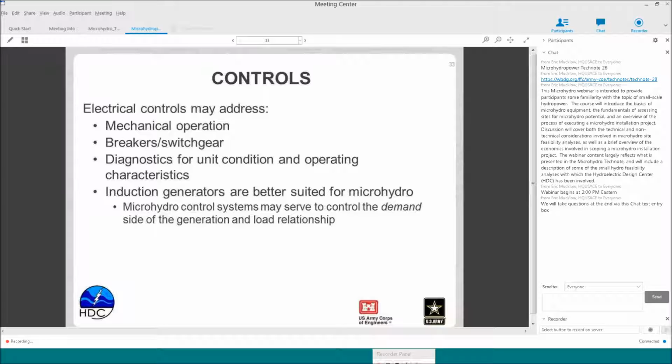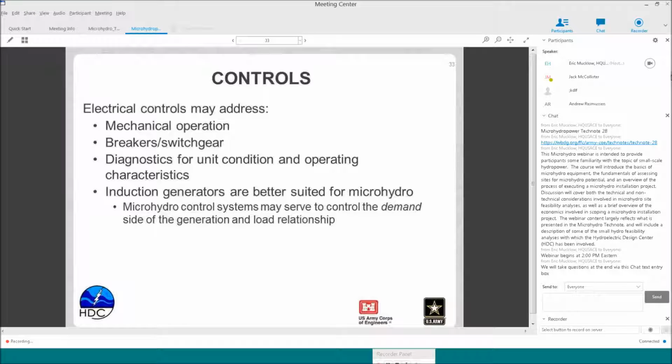Controls can be kept simple, or they can be as complex as desired for the purpose of, say, economy of the microhydro unit's operation. Controls can address the mechanical operation, or breakers and switchgear, or perhaps the diagnostics for the unit's operation. As we saw with the earlier example, the scope of necessary control will definitely increase with the size of the unit, but will also be a function of how autonomous you want the unit to be.